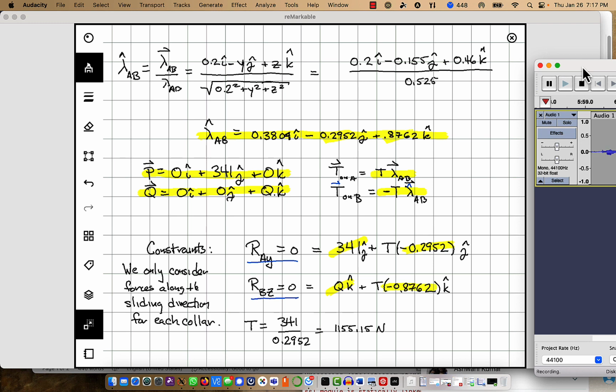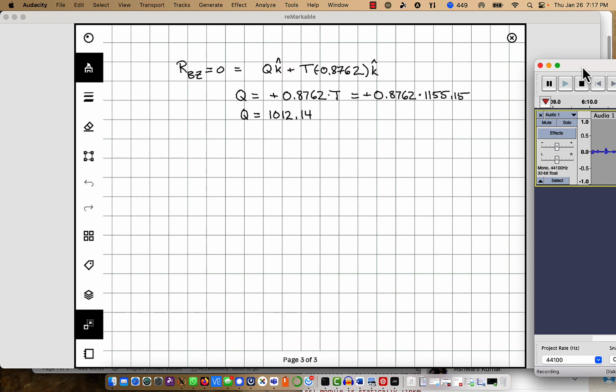So now we have our constraints. We can solve this first equation for T, and T looks like this, right? We solved this equation for T. And now we can go on and solve the second equation for Q using our T. Notice that extra minus sign there. And so we get Q is that. Okay, so we've got all our forces. And the real issue in this problem is knowing that the only forces we have to balance are the ones that are moving along the sliding direction.